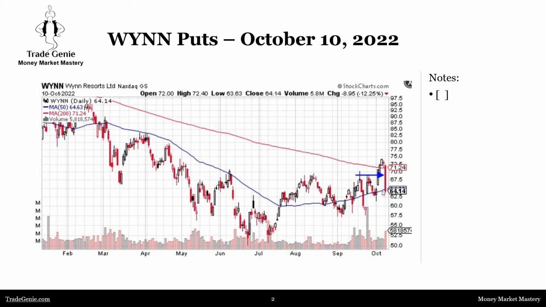So here's the win chart. If you look at the win chart, we bought calls, we had a calls position, and we exited with profit.